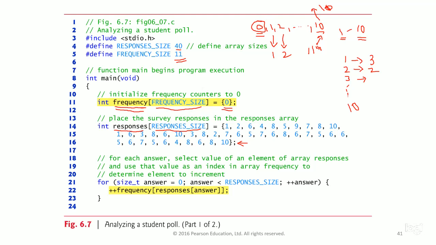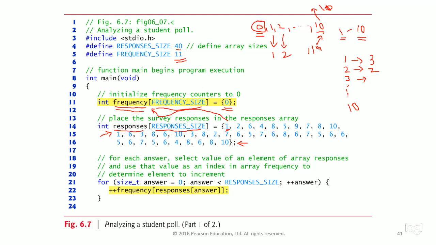So all these values are initially set to 0, and then what we can do is loop through our responses array, which is this one here, and every time we see a number, we increment the index that corresponds to that number inside the frequency array by 1. Okay, so let's look at this.